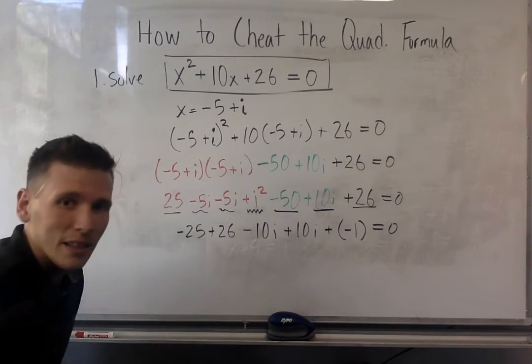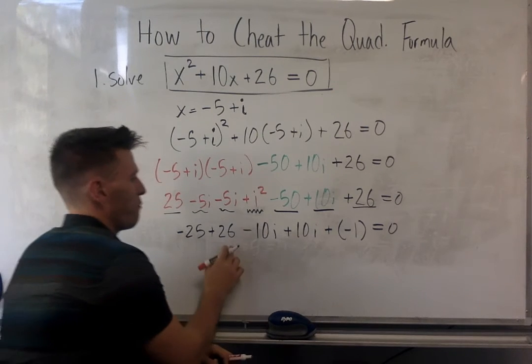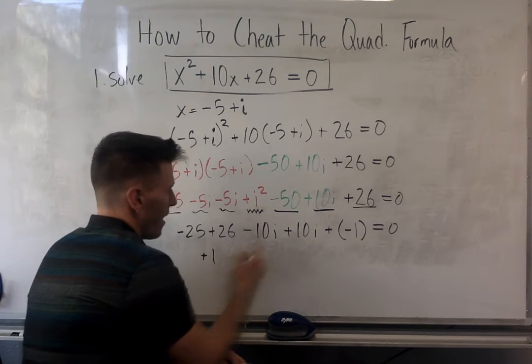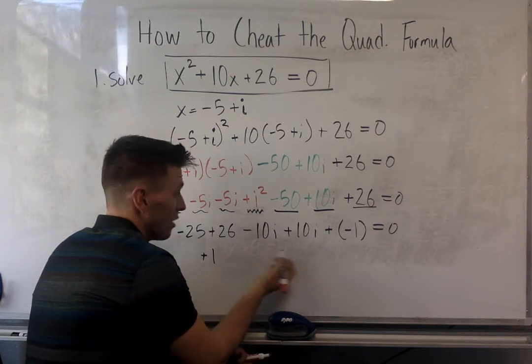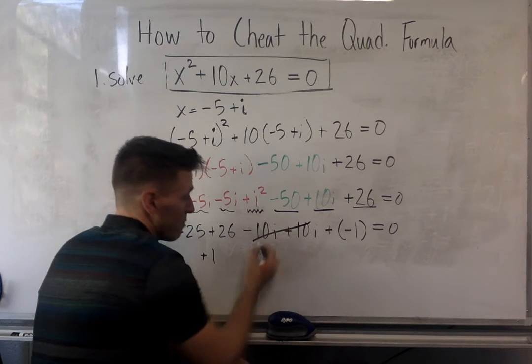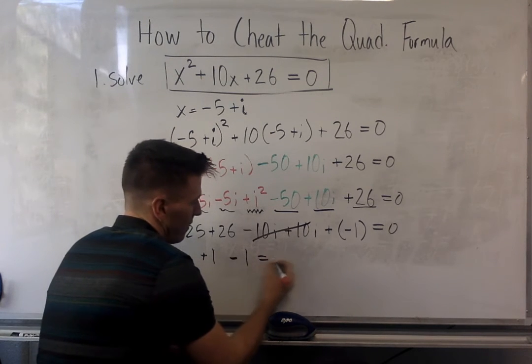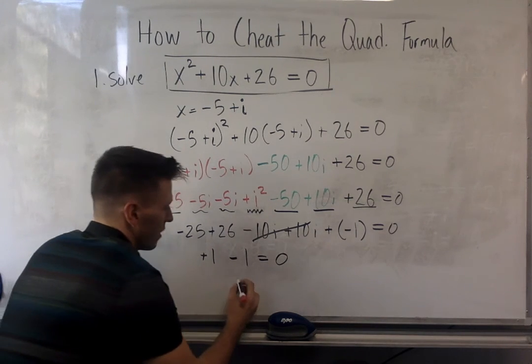And if we've got this right, this whole thing should equal 0. So -25 plus 26 is going to be +1. -10i plus 10i is going to be 0i. So these terms mutually annihilate. And then plus -1 is just -1 equals 0. +1 minus 1 equals 0.